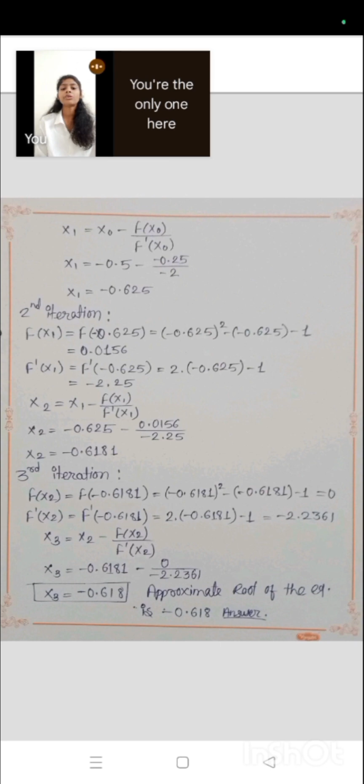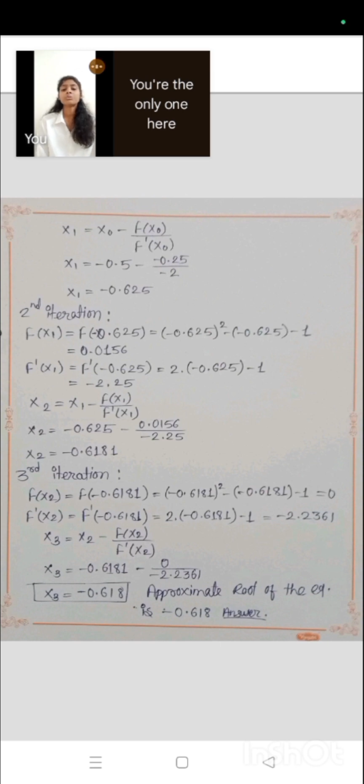And we perform the second iteration, f of x1. Here the x1 value is minus 0.625, and we put it in the formula of f of x. So in the equation, minus 0.625 whole square minus 0.625 minus 1, we solve this equation. So f of x1 is equal to 0.0156, and f dash of x1 is equal to f dash of minus 0.625, which is 2 into minus 0.625 minus 1. So we solve this value. So f dash of x1 value will be minus 2.25.